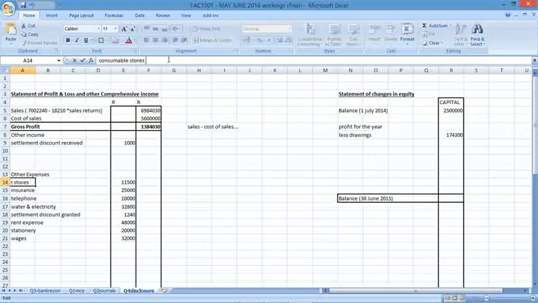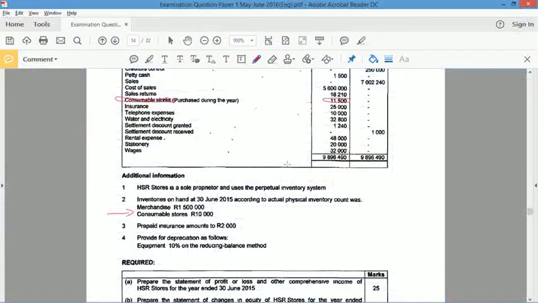So consumable stores needs to be adjusted. 11,500 less 10,000. Okay, it's an adjustment, minus 10,000 gives us 1,500. Right, number 3 says prepaid insurance amounts to 2,000. Okay, so again, refer to the notes to recap what a prepaid insurance or prepaid expense account is.